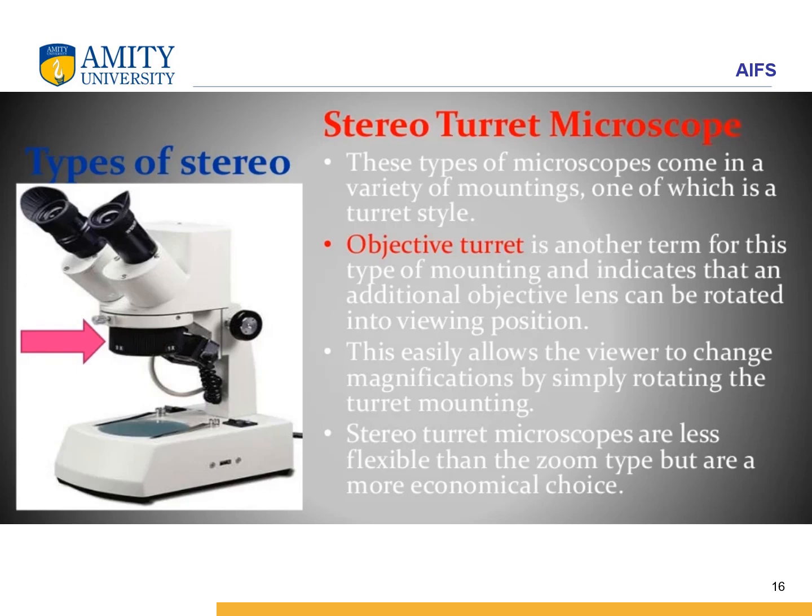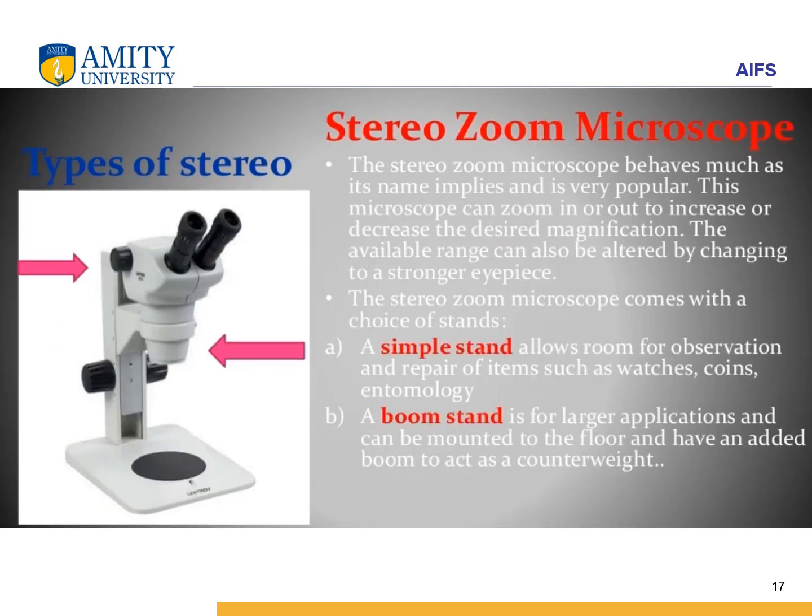The next type of stereo microscope which we will be studying is the stereo zoom microscope. As the name suggests, stereo zoom means you can zoom a little bit more. The stereo zoom microscope behaves as much as the name implies. This microscope can zoom in or zoom out to increase or decrease the desired magnification. The available range can also be altered by changing to a stronger eyepiece. If you want to change the eyepiece, you can change it and view.